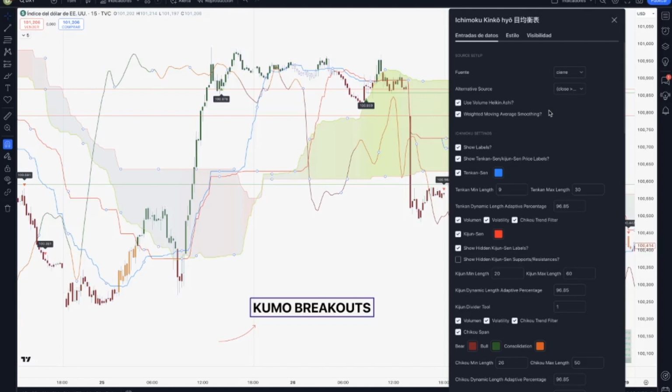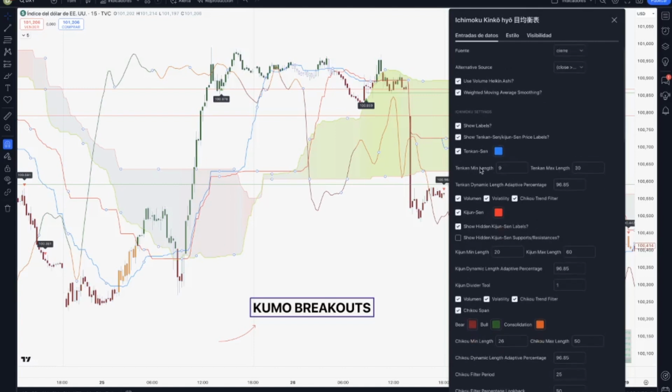So let's figure out how the components of the Ichimoku Kinko work. Before understanding Kumo breakouts, it's important to know the components of the Ichimoku system. So let's start by showing you the Tenkan Sen. We have it right here. The Tenkan Sen is the conversion line with 9 periods of moving averages. This is the fast indicator. Then we have the Kinju Sen. The blue line is the Tenkan Sen with the 9 periods, and this red line is the Kinju Sen, which is a longer period. It usually works between 20 to 30 periods moving averages, which is the medium indicator.